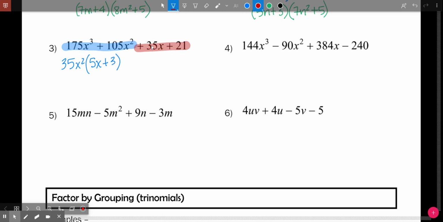In the second set, between 35 and 21, I have 7 in common, and I always use the sign in the middle. So 35 divided by 7 is 5, and there's nothing to divide the x. 21 divided by 7 is 3. I now have a new greatest common factor, which is 5x plus 3. So it's going to move to the front of a new set of parentheses. And when I divide both terms by 5x plus 3, my second set of parentheses is what's left over.